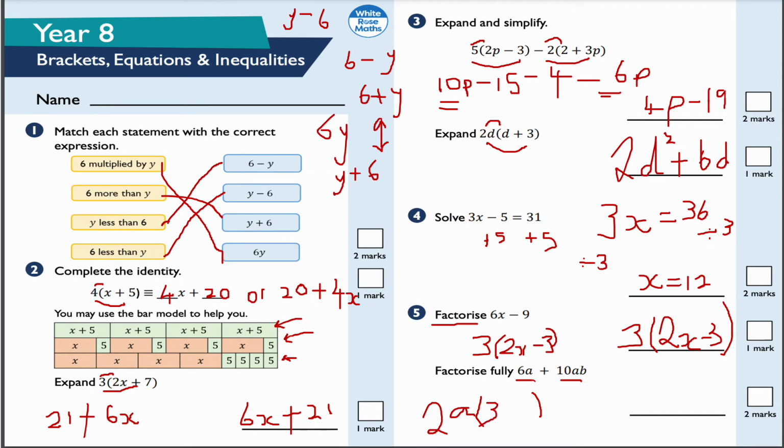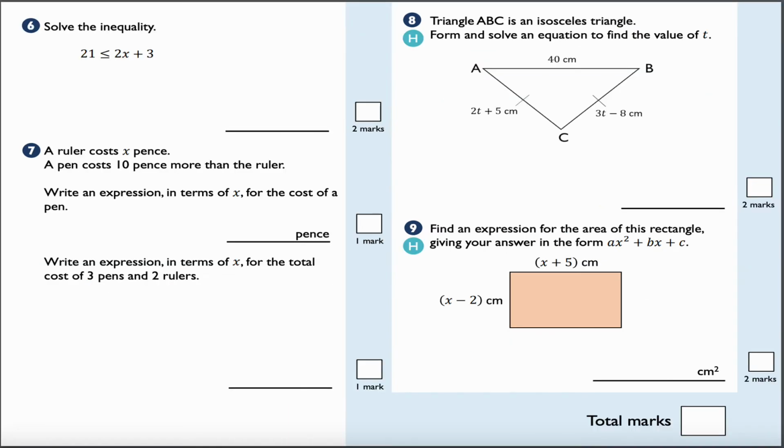2a times 3 is 6a, sorry guys. 2a times 5b gives us my answer. So it's 2a brackets 3 plus 5b, or 2a brackets 5b plus 3. Again, either way is correct. Just make sure that you are consistent with your signs. This is question number 6, guys.